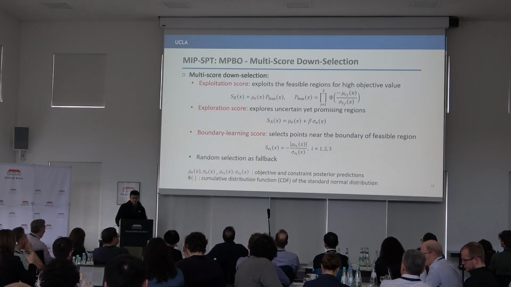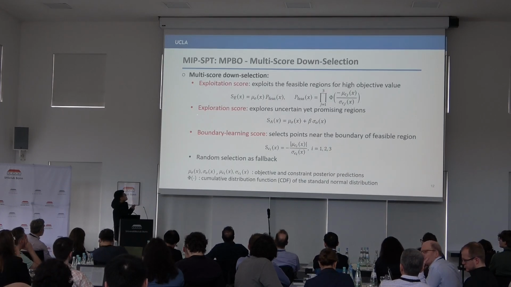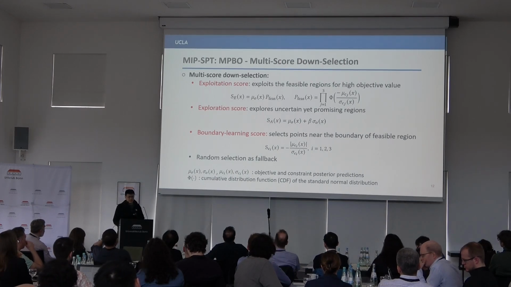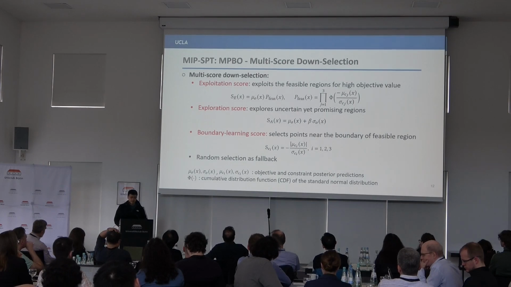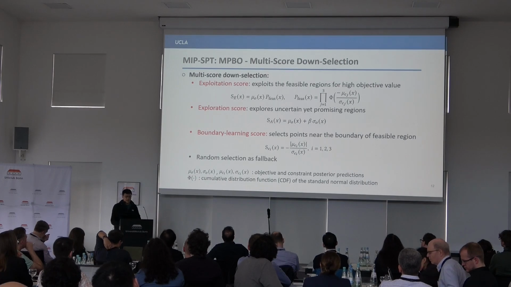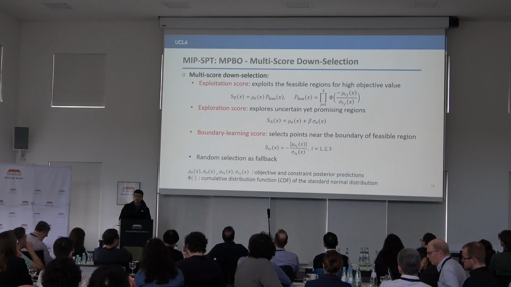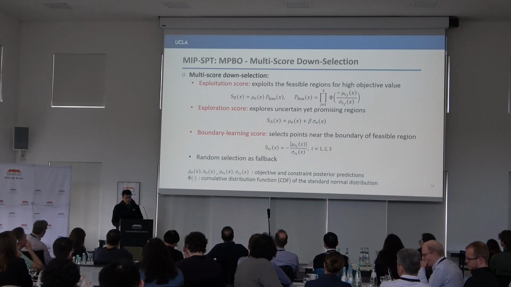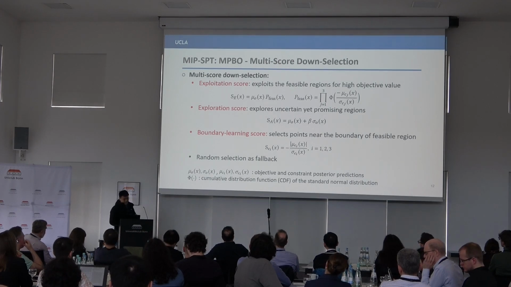sampling. So for the multi-score down selection, we have 3 scores. That is the exploitation score that exploits the physical regions for high objective values, an exploration score that explores the uncertain yet promising regions, as well as a boundary learning score, which selects points near the boundary of a physical region and helps the convergence of our algorithm. And we use a random selection as a fallback. I will not go into the details of these formulas because of limited time.